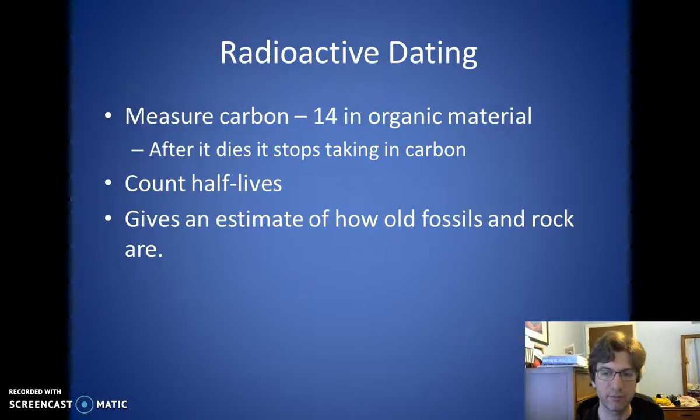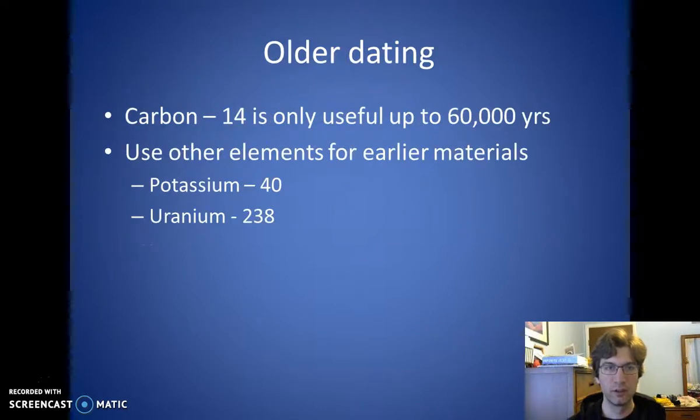And each half-life is so many years. If I have 3 half-lives, then I've cut my sample in half 3 different times. I just count 3 half-lives, which is a certain amount of time for carbon-14, and it gives me an estimate of how old this sample is. So whether that is fossils or even rocks can go through this. For older dating, because carbon-14, again, we could use radioactive dating from any time period between a couple of seconds to billions of years. Carbon-14 really is only useful up to 60,000 years. After that, I need to use other elements such as potassium-40 or uranium-238.